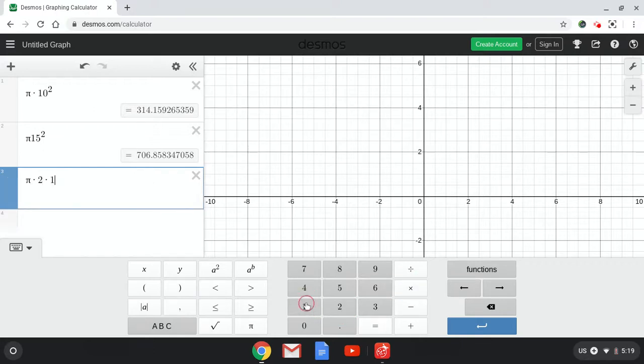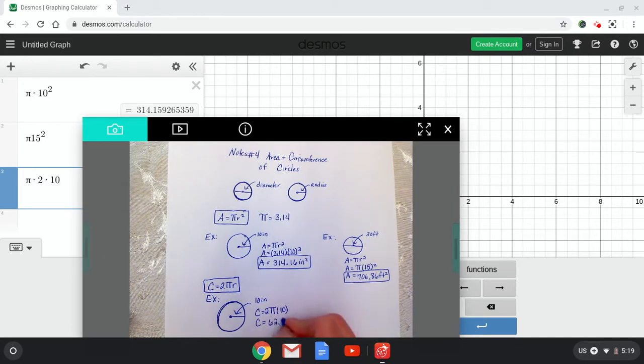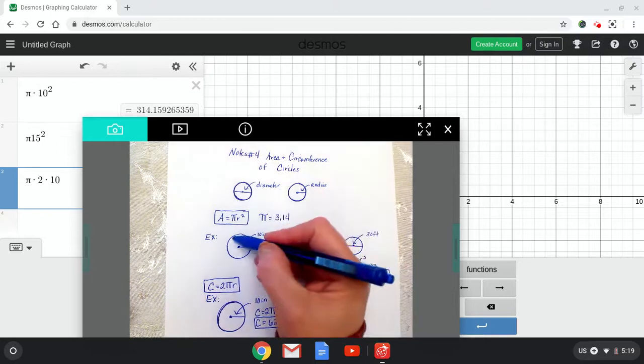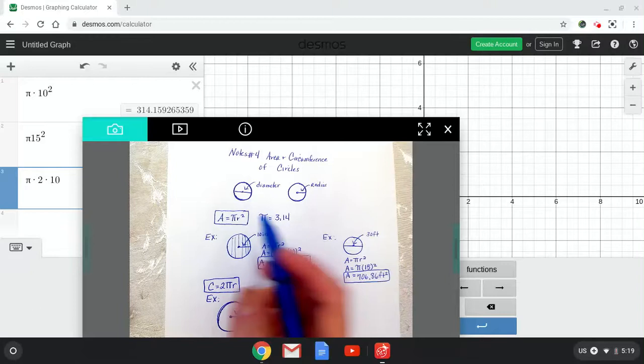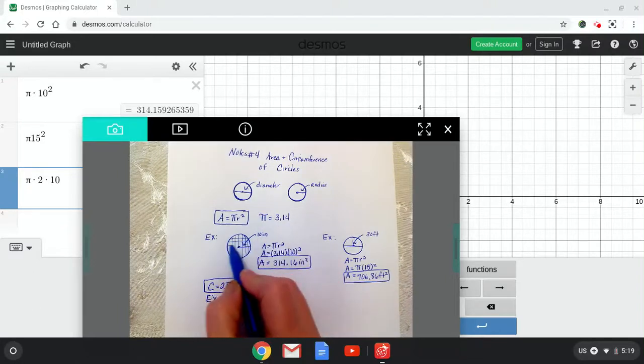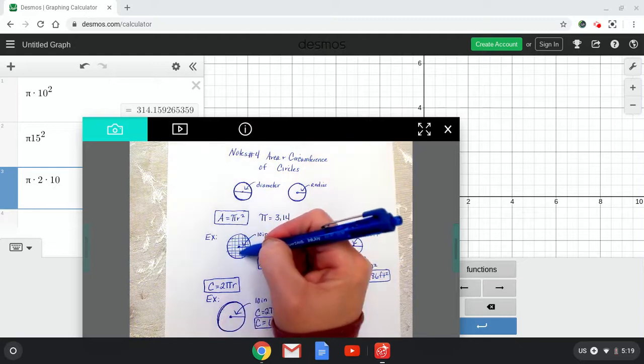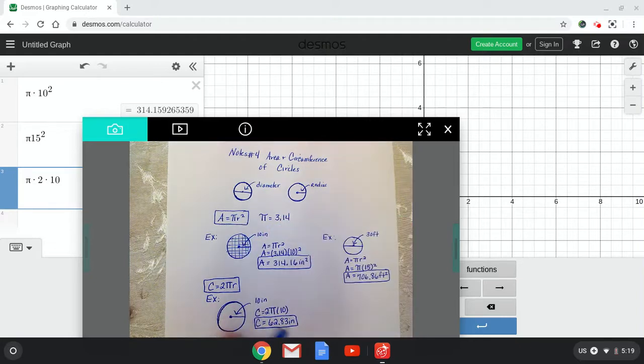Order wouldn't matter, but I'm getting 62.83 inches. We're not going to put inches squared because it's not a squared unit that covers. When you take little squares and you cover this, that's why we say squared, because you are covering it. But for circumference, we're just going around the outside. So that's just a length, and that's going to be in inches.